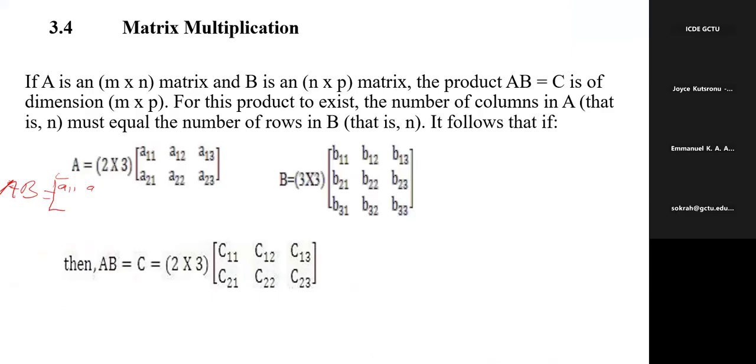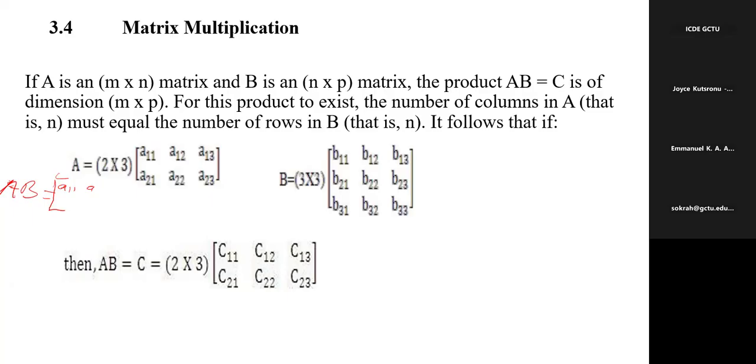So we want to continue with the multiplication. And we want to multiply two matrices. If A is an M by N matrix and B is an N by P matrix, the product AB will give us C. The product AB, which gives us C, is of dimension M by P. For this product to exist, the number of columns in A, that is N, must equal the number of rows in B, that is N.